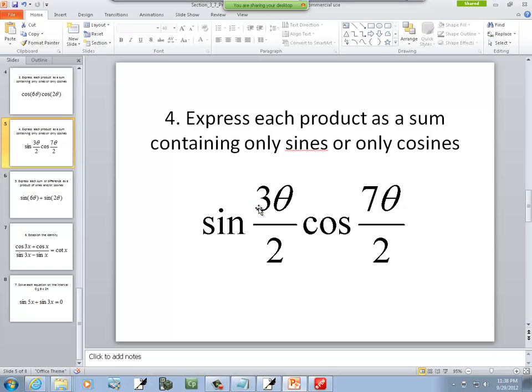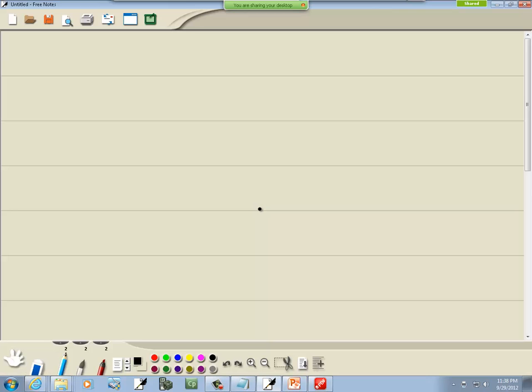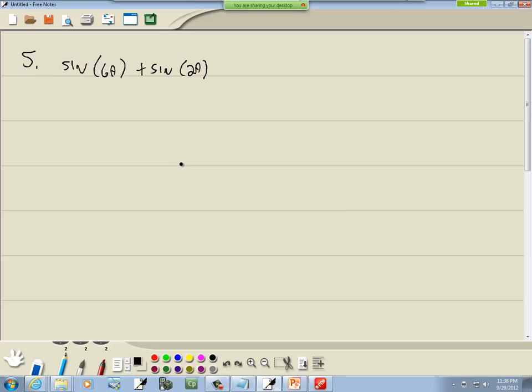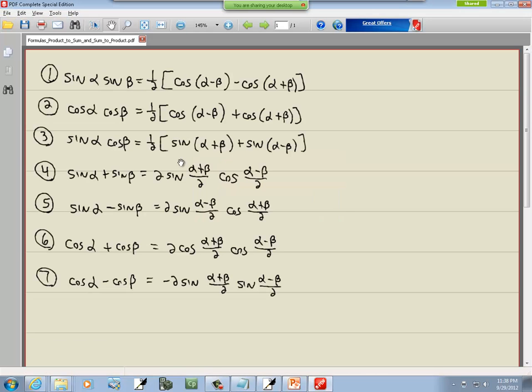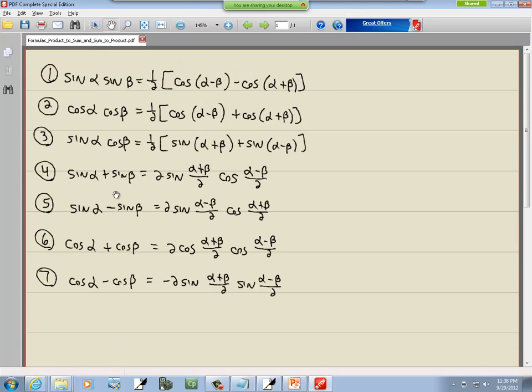Let's look at our next problem. Got sine 6 theta plus sine 2 theta. They probably want us to write it as a product. Express each sum or difference as a product of sines and or cosines. Okay, so let's go look at our formulas. We're looking for sine of something plus sine of something. Sine of something plus sine of something looks like formula 4.